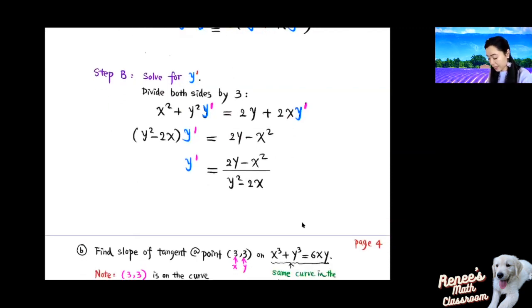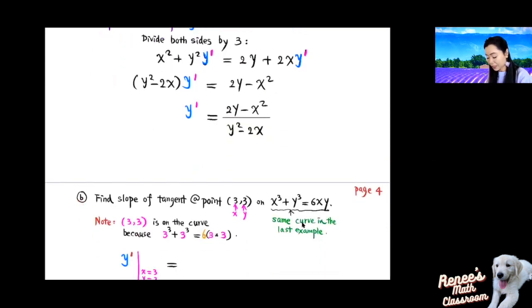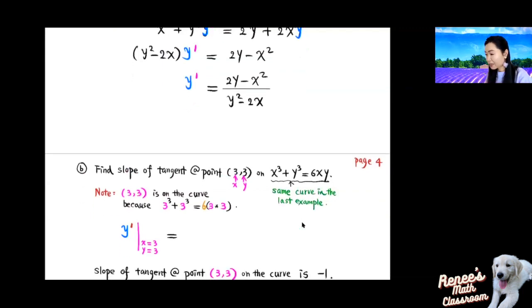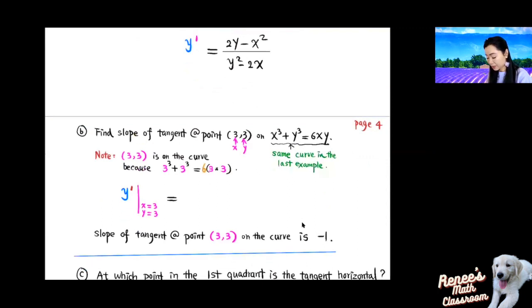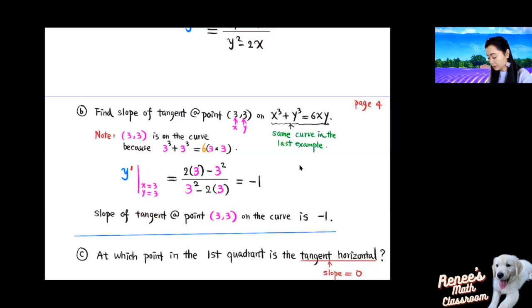Now we found y prime already. This part B is to find the slope of the tangent at this point. First, I'm going to check if this point is on the curve. So I substitute x and y into the simplified equation. So yes, indeed it's on the curve. Now we're going to find the slope of the tangent. We substitute x to be 3, y to be 3 into this derivative. I'm going to get 2 times 3 minus 3 squared over 3 squared minus 2 times 3. Substitute x equal to 3, y equal to 3 into this expression for y prime, and we end up with -1.